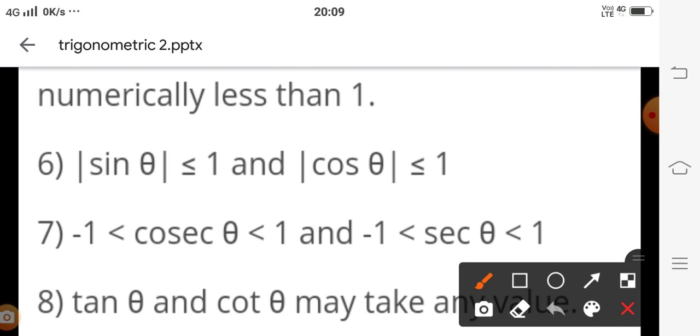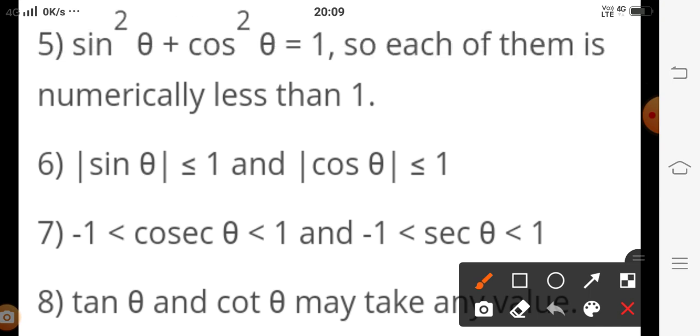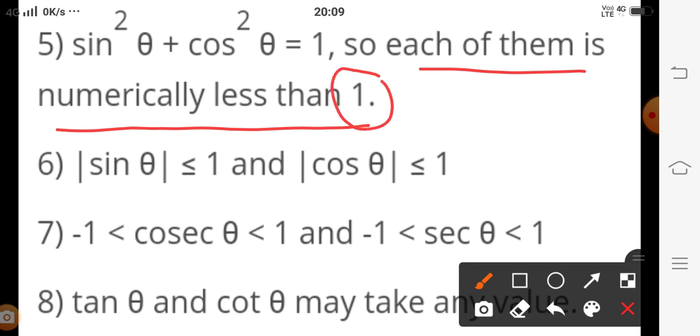And this also we know, if you are finding the value of sin square theta plus cos square theta, always we are getting 1. And if the sum of these two is 1, it means that if you are finding the value separately, then numerically each of them is less than 1.